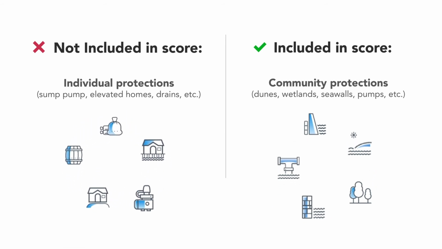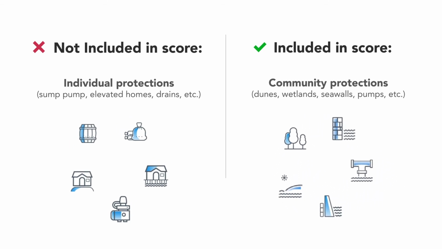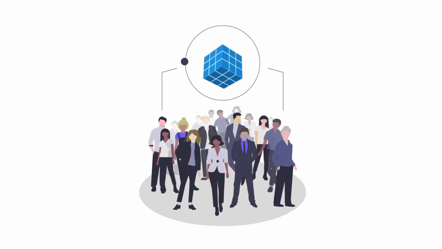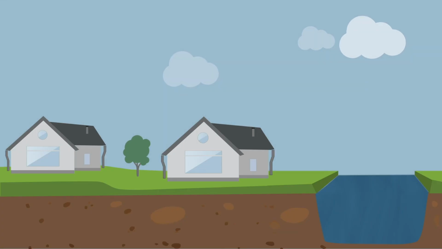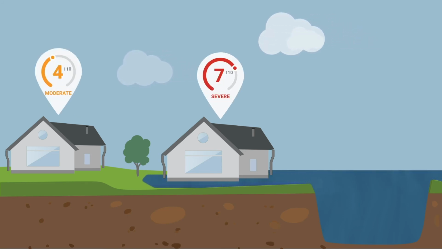Flood Factor does capture thousands of community flood prevention measures, including features like dunes and wetlands, as well as geoengineered efforts like large seawalls and pumps. Flood Factor is working with local experts to continue adding missing features. Even neighbors can have significant differences in flood risks, largely due to differences in elevation, proximity to water, and proximity to flood risk reduction projects.